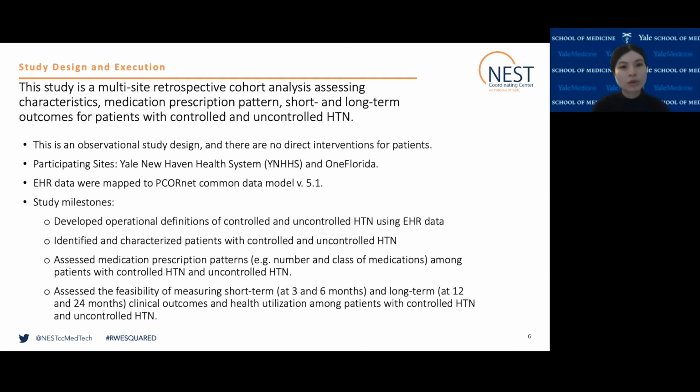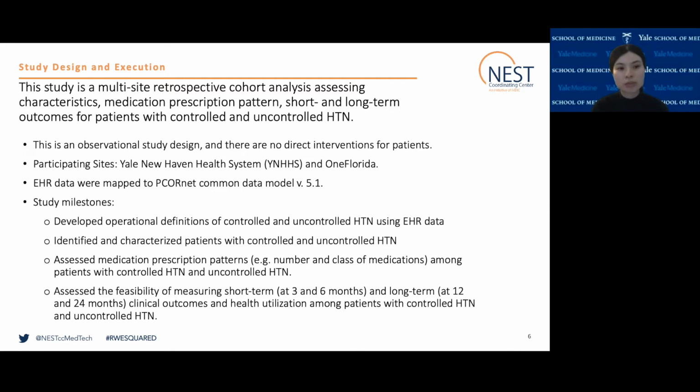This study is a retrospective cohort analysis, as we mentioned. We use an observational study design, and there is no direct intervention for the patient. There are two participating sites, including the Yale New Haven Health System and One Florida. And we use EHR data all mapped to the PCORnet Common Data Model version 5.1. These will allow us to execute the query and study code consistently across two different sites.